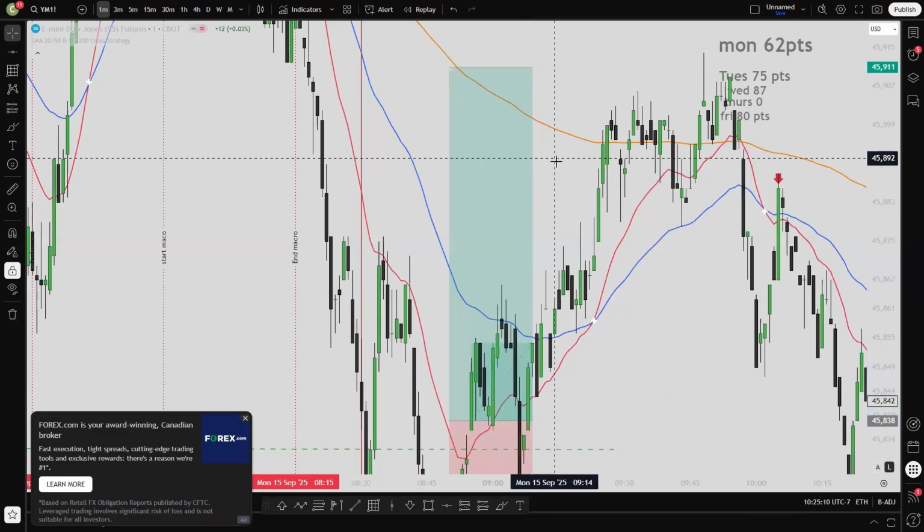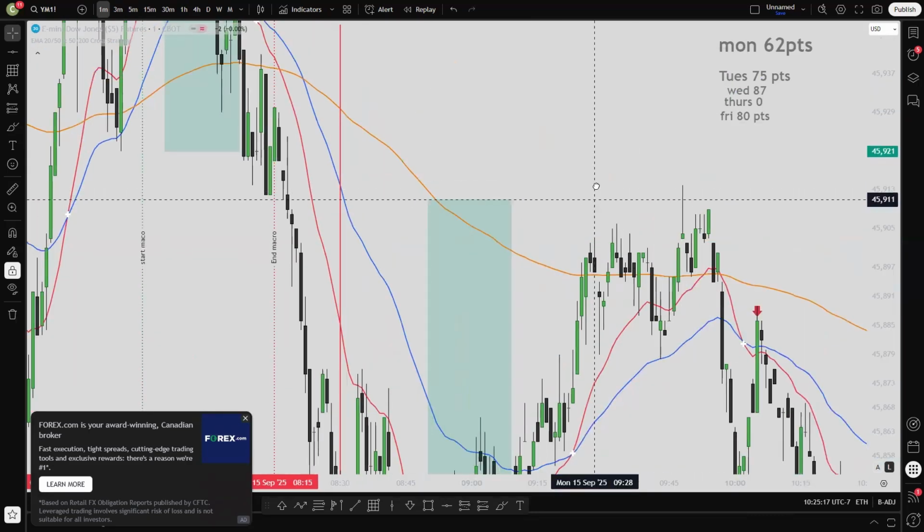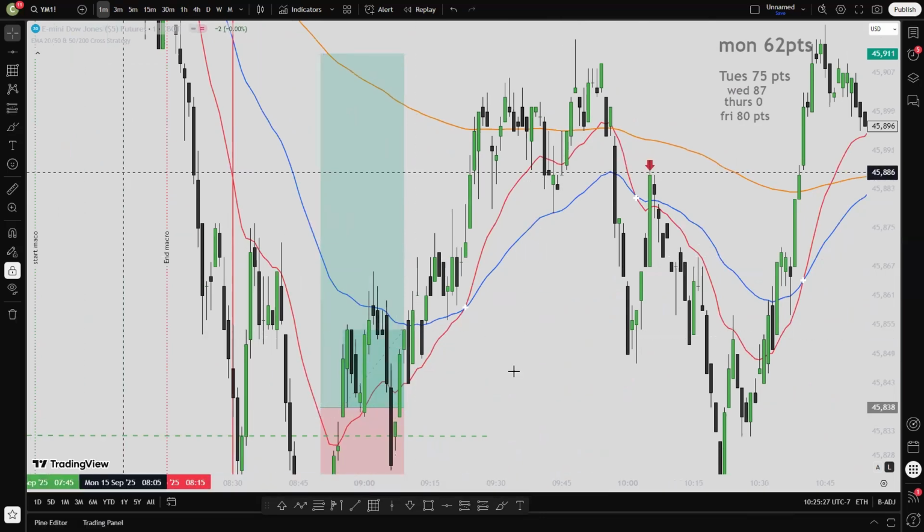Definitely get your 1 to 3 here. It won't let me move it up. But anyways, 75 points, 76 points to here. So anyways, I didn't take this trade. I took the trade in the second AM macro.